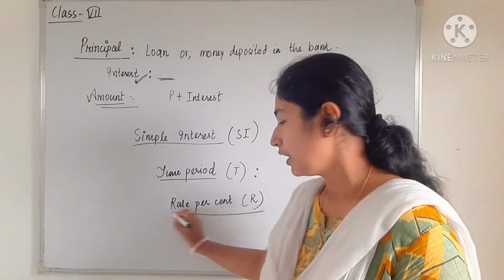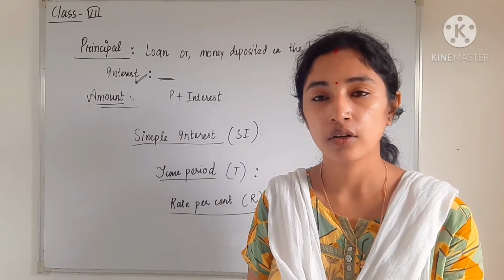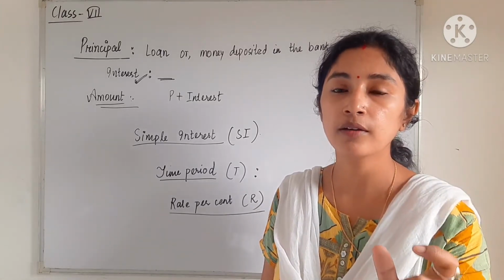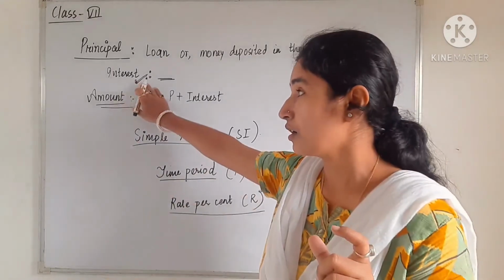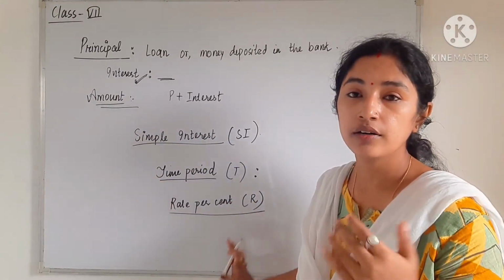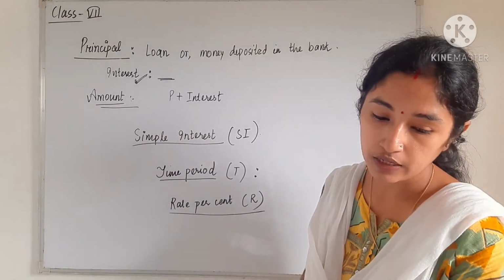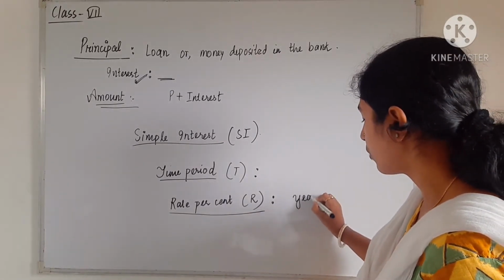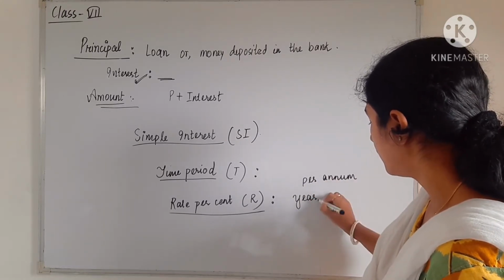I told you that it will depend upon the money. When you are depositing the money in the bank, they will tell you that this much rate of interest will be there, meaning this much amount of money you will get as interest. So that depends on the money you deposit at the bank, and that is called rate percent. It is given here on a yearly basis, meaning 1 year. Here it is written per annum. Per annum means yearly basis.